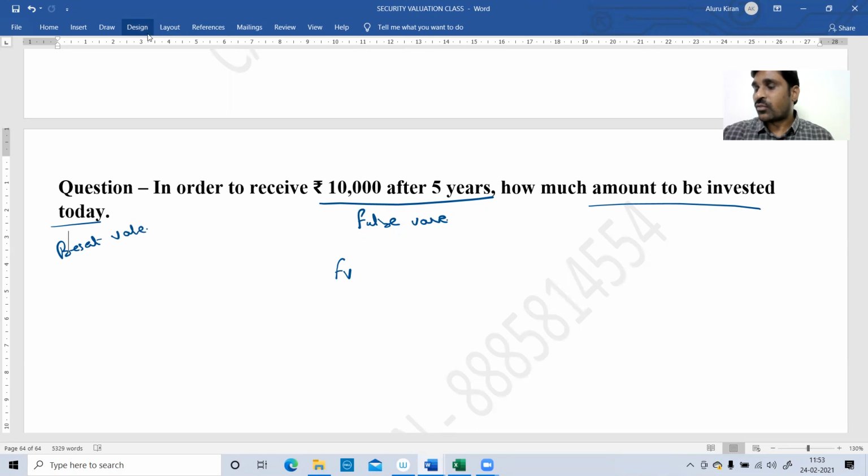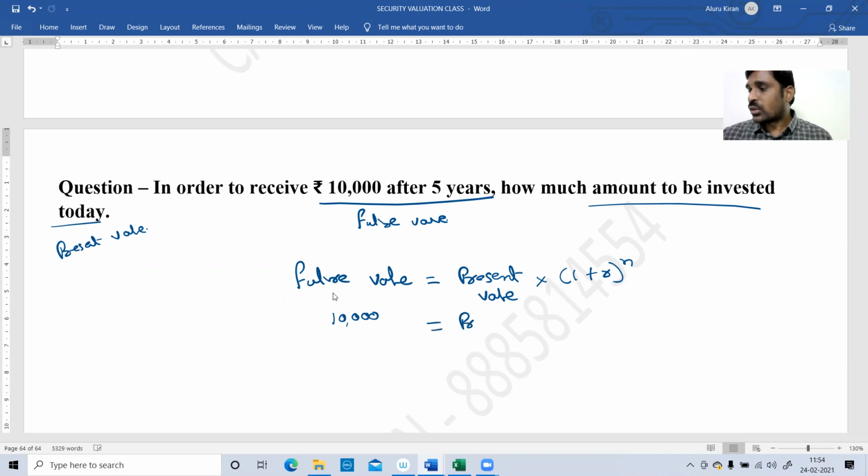Future value is equal to present value into 1 plus r whole to the power of n. So here we have the required future value of 10,000. Present value we don't know, that we have to compute. Into 1 plus rate of return.